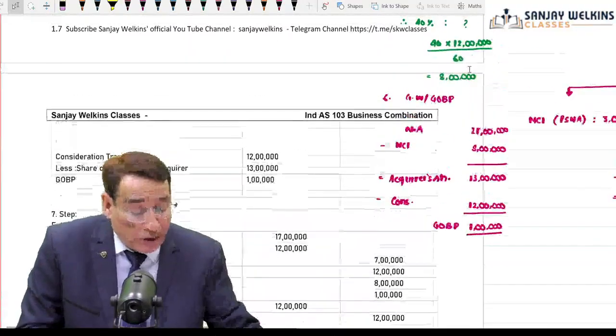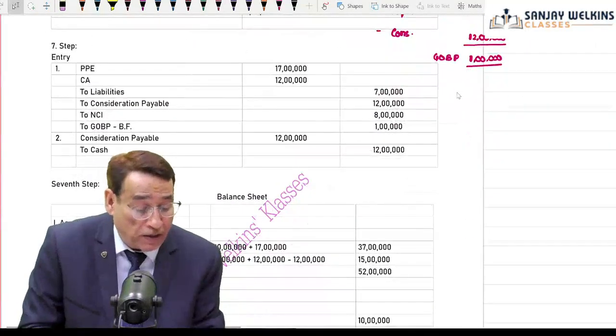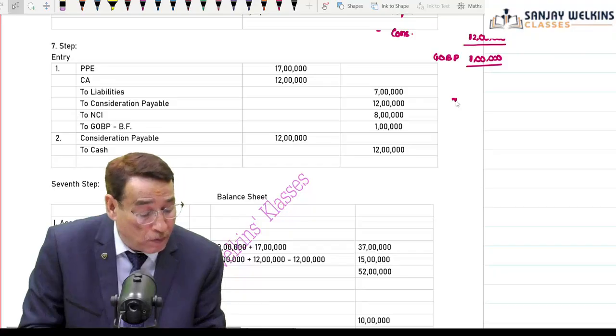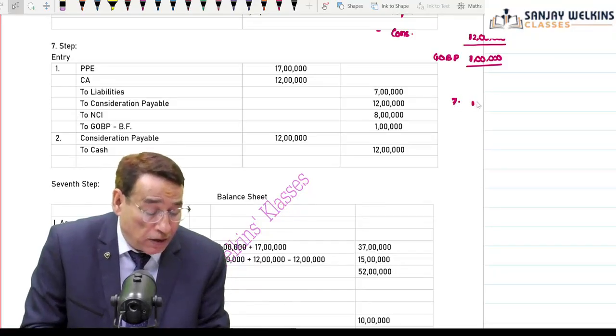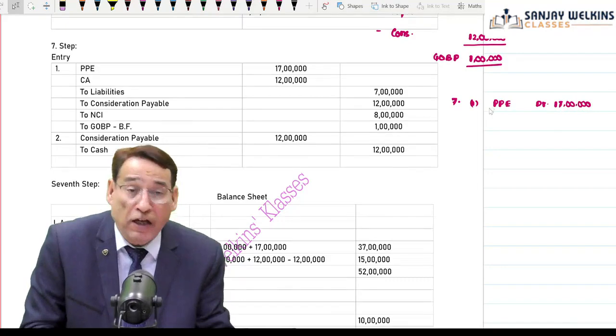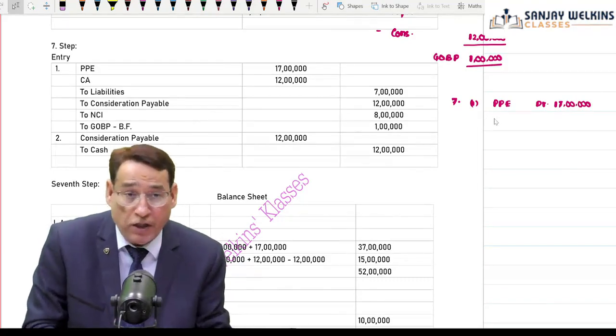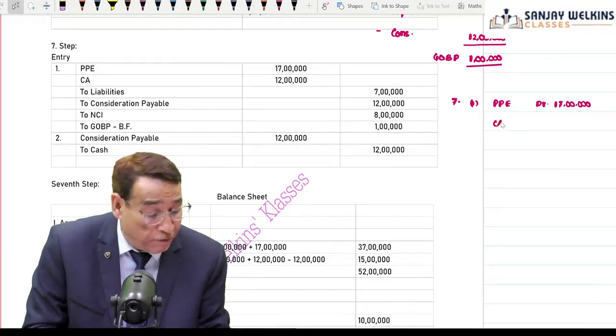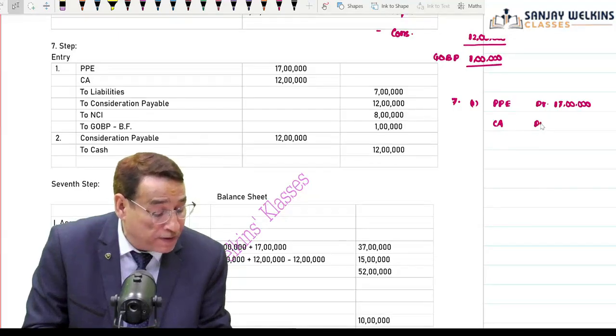Then, if you want, you can pass the entries also. The first entry will be property, plant and equipment. You are going to take over the property, plant and equipment because the fair value is given. So the fair value of property, plant and equipment of the acquiring company on the date of acquisition is 17 lakh. You are going to record it at fair value. Similarly, the fair value of current assets was given to us as 12 lakh, so I'm going to record the current assets at 12 lakh.